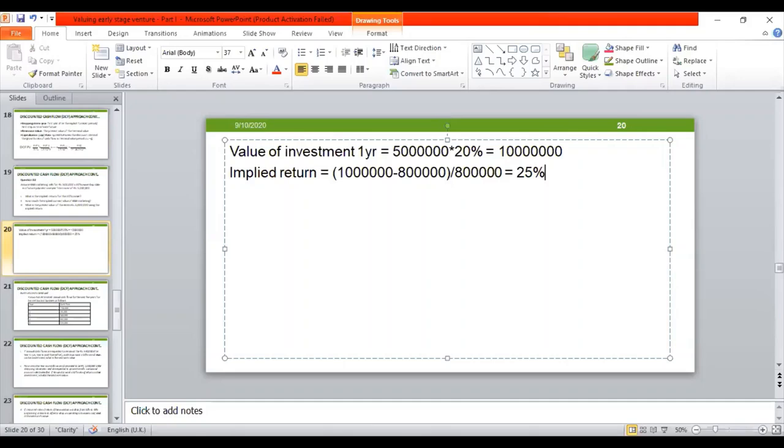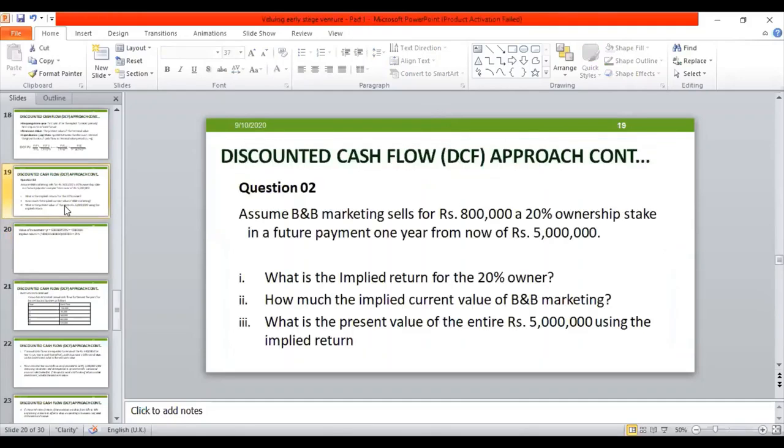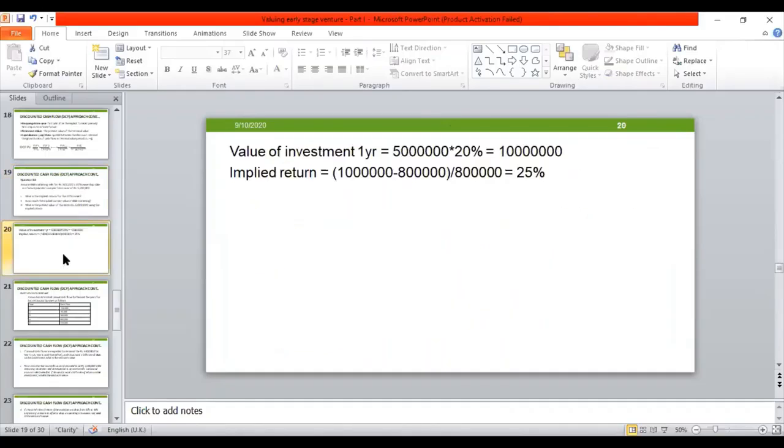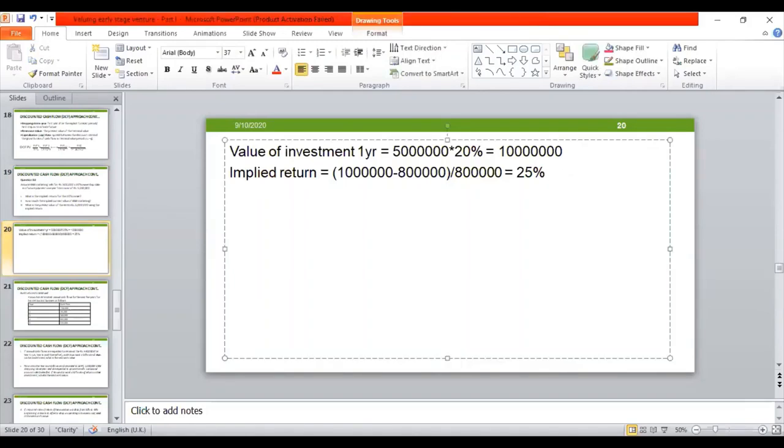And then the second part of the question, what is the implied current value of B&B Marketing? Now they are asking for the current value. So here 20% of ownership is equal to 800,000. So what is the value of the firm now? The value of this entire investment. Value of the firm? It would be 4 million.